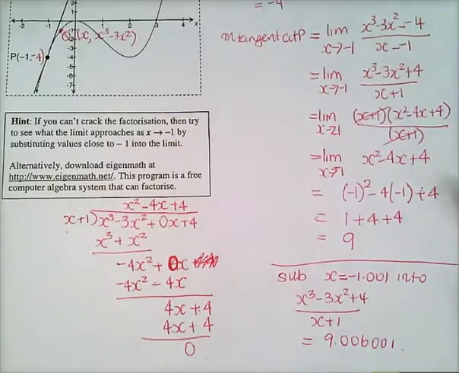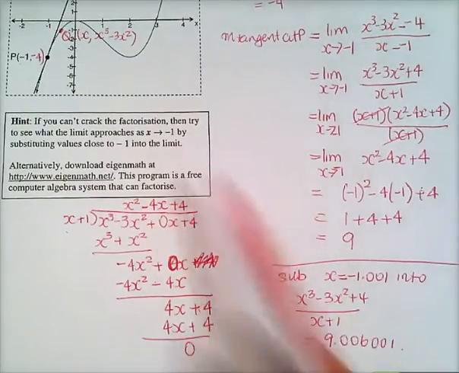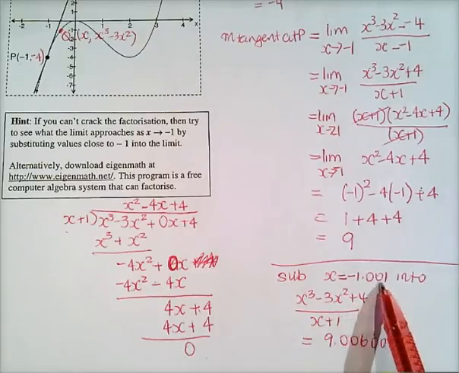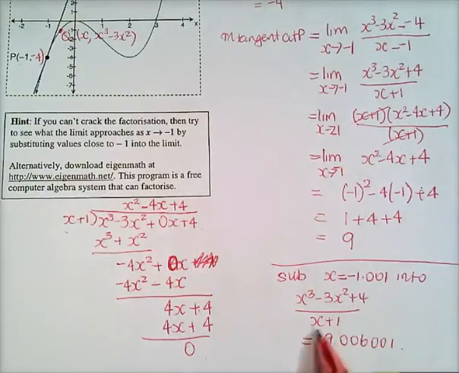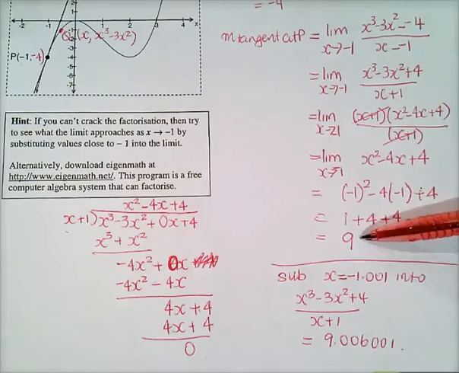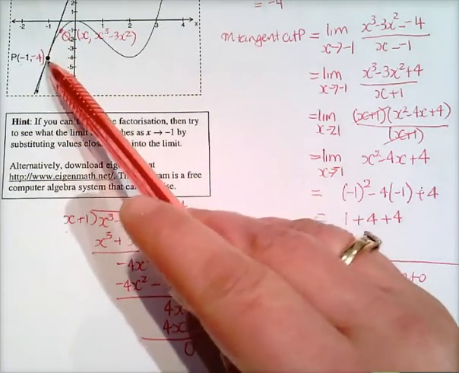I mean, what we got up here, the gradient of the tangent at P, was 9. When I substituted a point very close to negative 1, such as negative 1.001, into this bit up here, I got 9.006001. So therefore it does seem that the gradient of the tangent at P will be 9 at the point when x is negative 1.